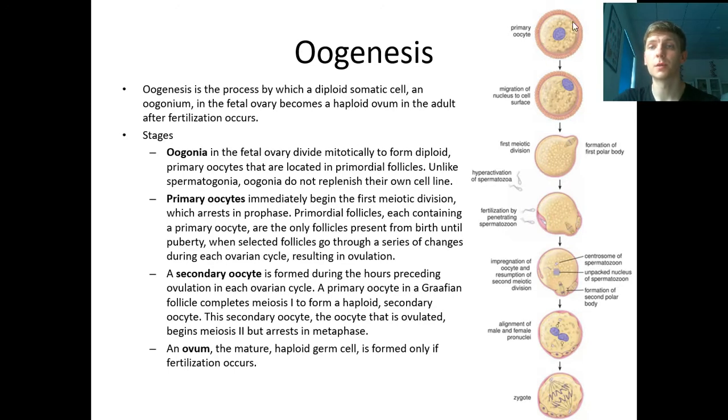It's a primary follicle which contains primary oocytes. So please don't confuse these concepts of oocytes and follicles. They are different. An oocyte is one cell. A follicle is a group of cells, the oocyte and the cells which are present around it.